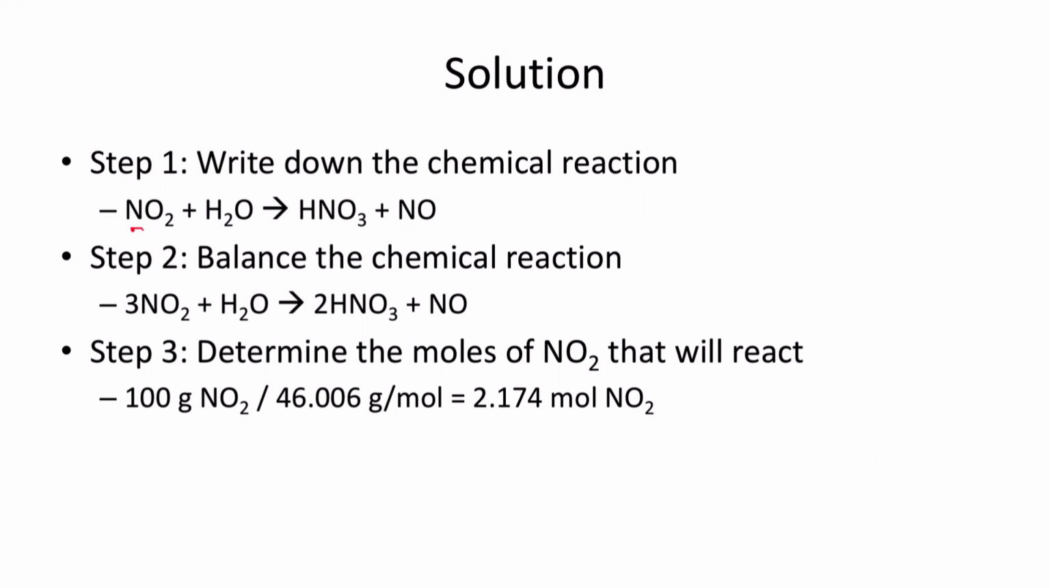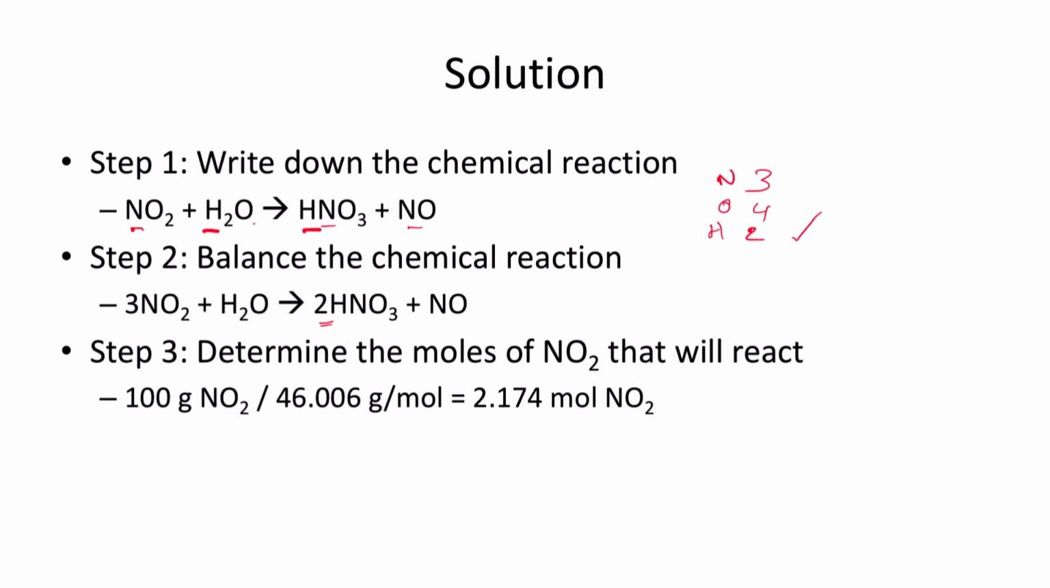Nitrogen shows up in three spots. Oxygen shows up in 1, 2, 3, 4 spots. Hydrogen only shows up in 2 spots. So let me do the hydrogens first. So to balance the hydrogens, I need a 2 in front of the HNO3. That balances that. Then I have the nitrogens.